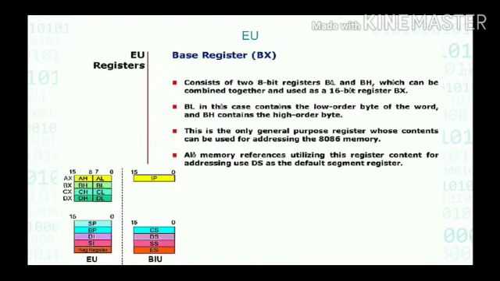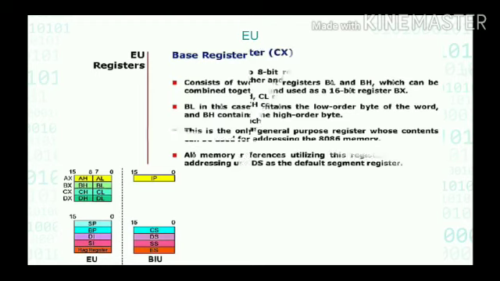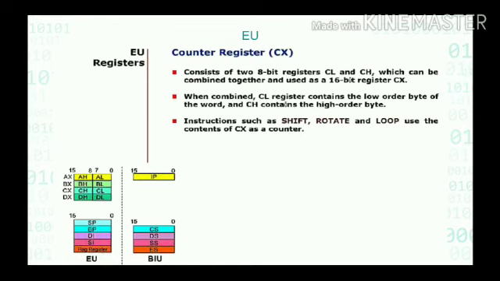Counter register consists of two 8-bit registers CL and CH, which can be combined together and used as a 16-bit register CX. When combined, the CL register contains the low order byte of the word and CH contains the high order byte. Instructions such as shift, rotate and loop use the contents of CX as a counter.